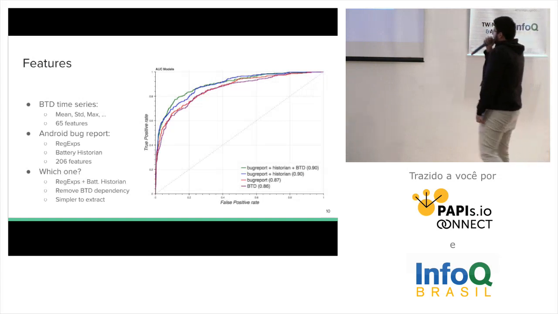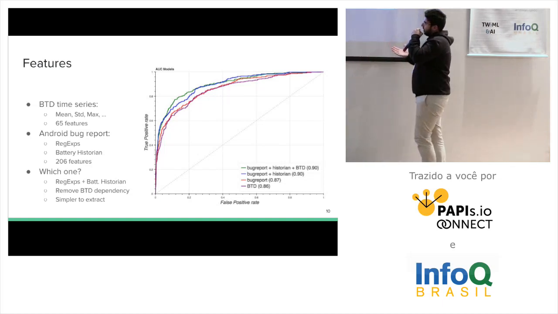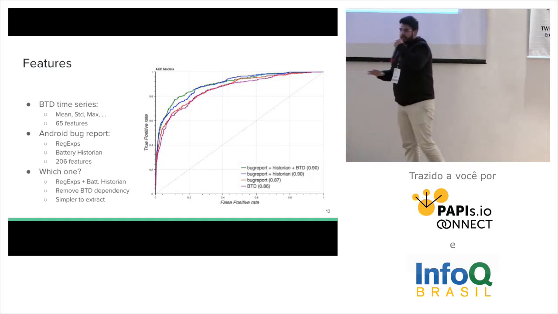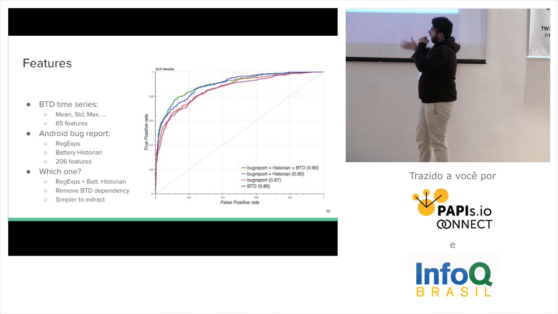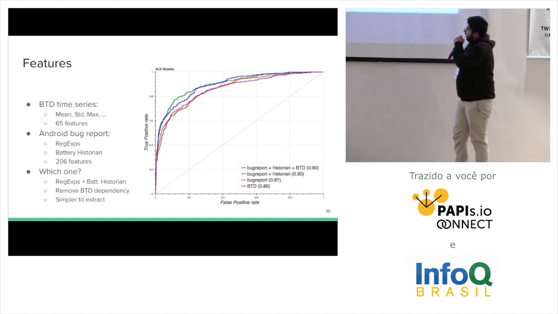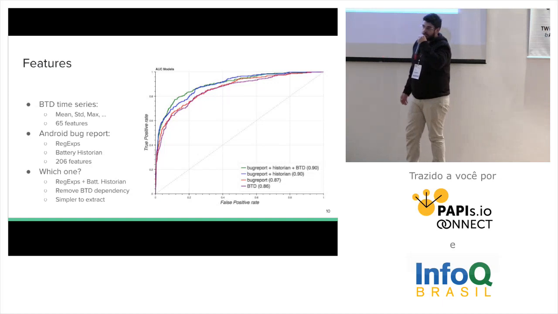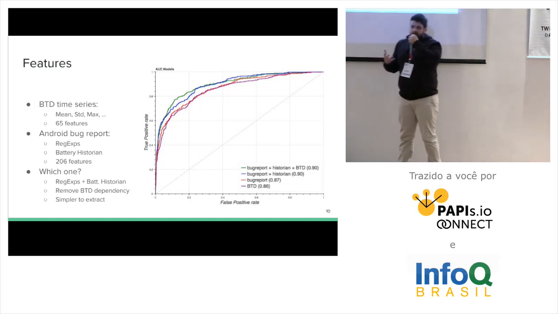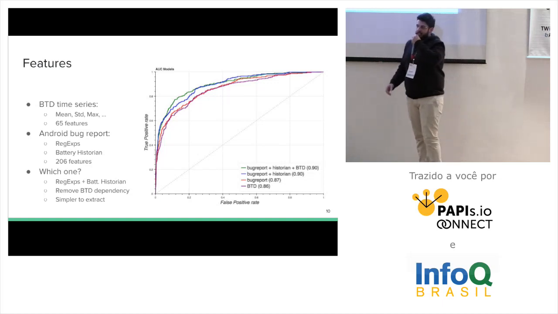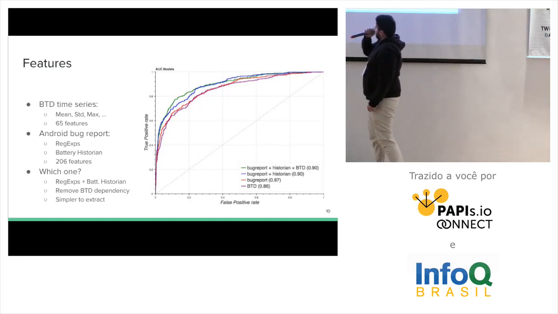From these files, we extract a bunch of features. Unfortunately, I don't have the time to tell the whole history here, but this is just the happy ending. From the BTD time series, we extract pretty simple statistics like mean, standard deviation, max, min, skewness, and a lot more. In total, we have 65 features from the time series. The Android bug report was the file that took a lot of months to crawl entirely, because it's not a structured file. This file has different versions, so we had to detect each version of the file so we could extract the information in the right place. From this file, we extract 200 features.